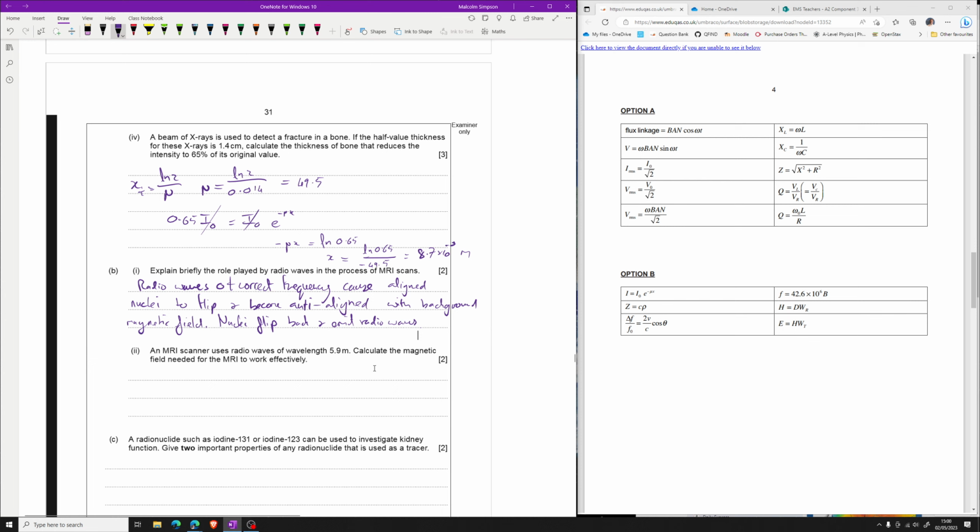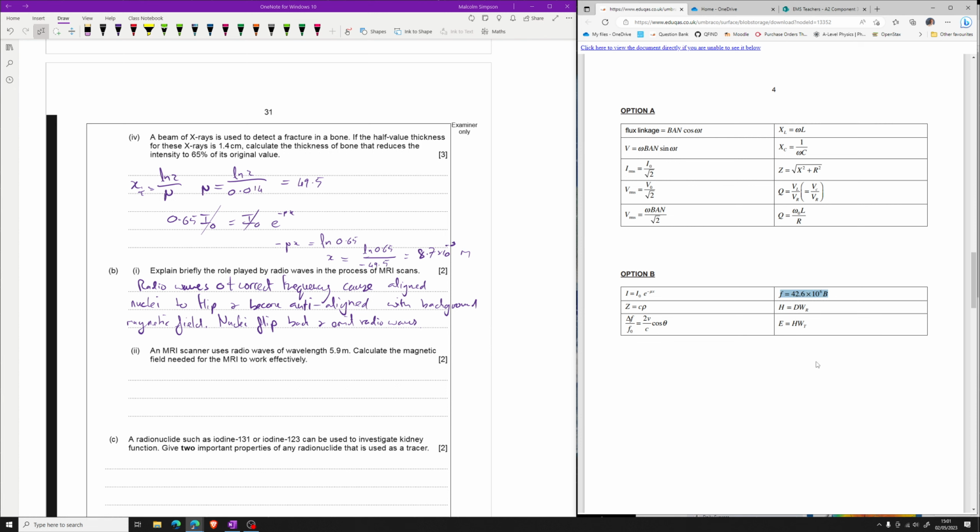MRI scanner uses radio waves of wavelength 5.9 meters. Calculate the magnetic field needed for the MRI to work effectively. I don't know how to do this. It's been too long. So I am sorely hoping that if I look at the formula sheet, I'm going to see something useful.